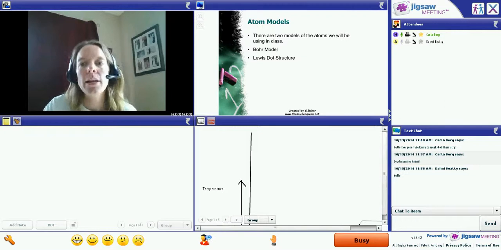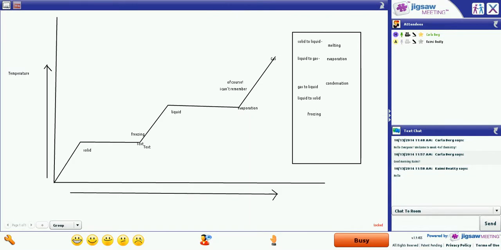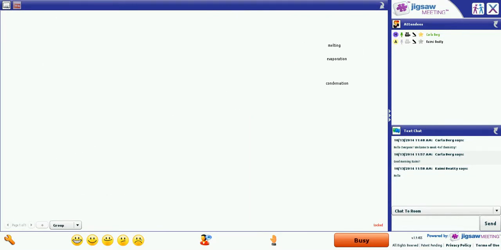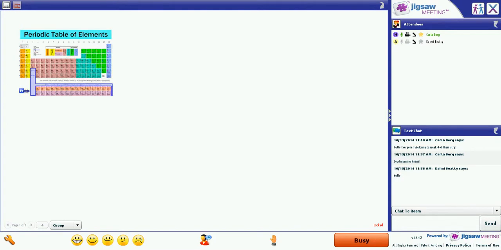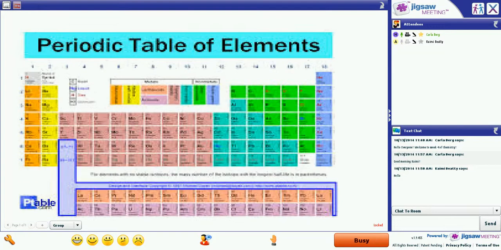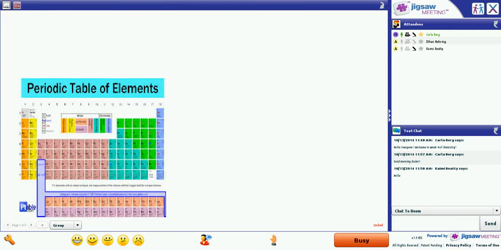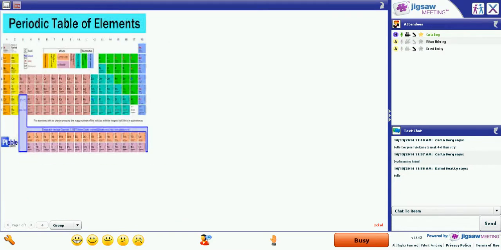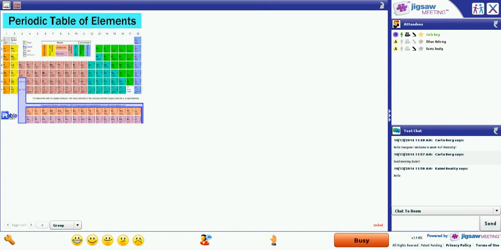So let's go ahead to our whiteboard, and we're going to look at a periodic table. Ugh, that didn't work very well. All right, give me 1 second to get a better picture up here.